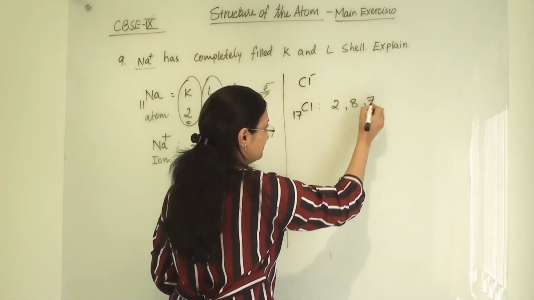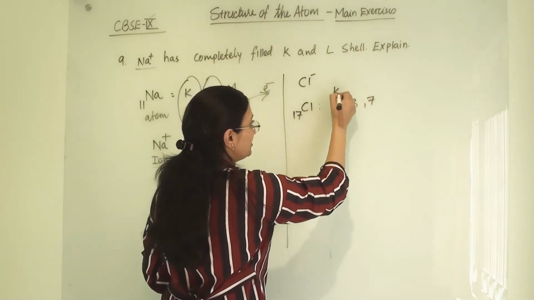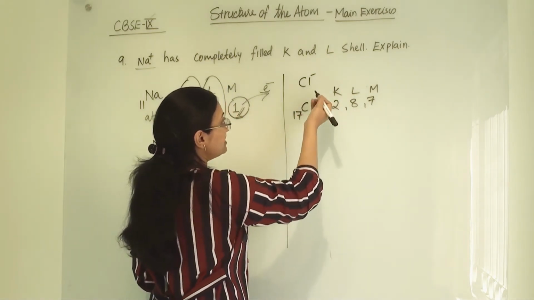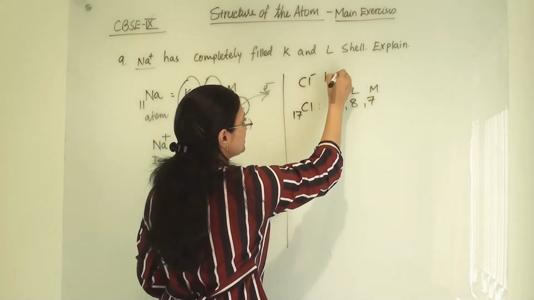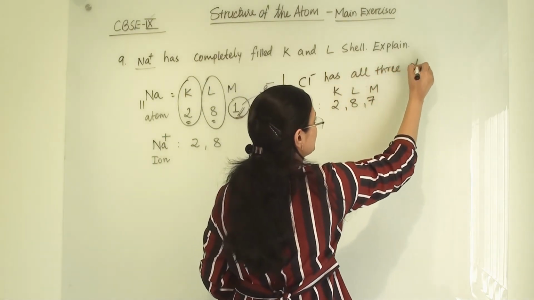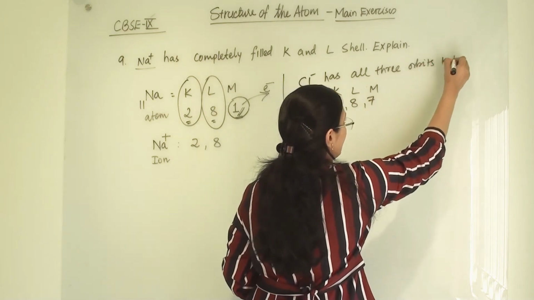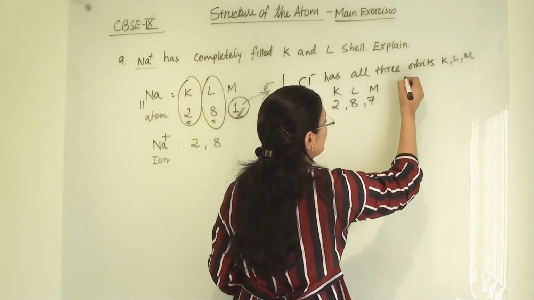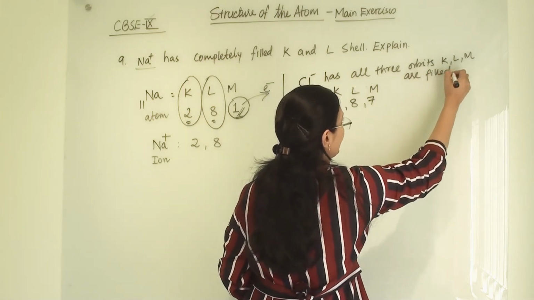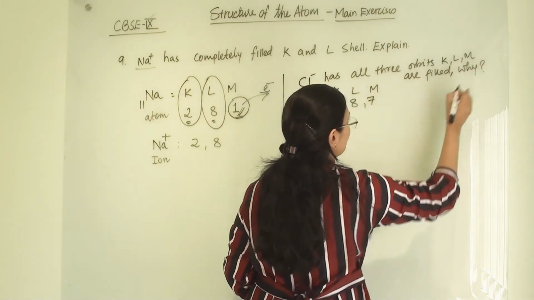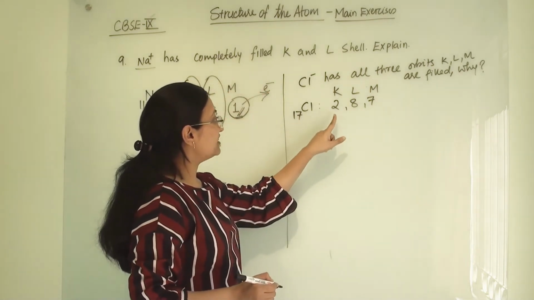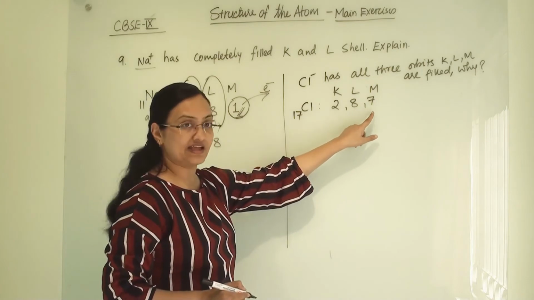8 and 7. So here orbits K, L and M are there. The question can be asked like this: the chloride ion has all three orbits, K, L and M, and these orbits are filled in the case of the chloride ion. Why? Or explain your answer. They have asked in a similar way here. So chlorine's electronic configuration is 2, 8 and 7.